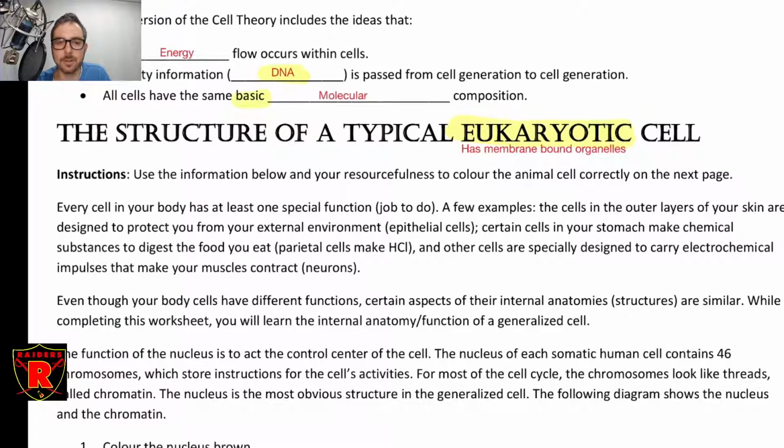And all cells have the same basic molecular composition. Lipid bilayers are made out of lipids in every organism. Certain proteins are conserved across every organism. I already mentioned the DNA component, but the RNA component is the same across every organism. So there are a number of basic molecular compounds that are common across all living things.